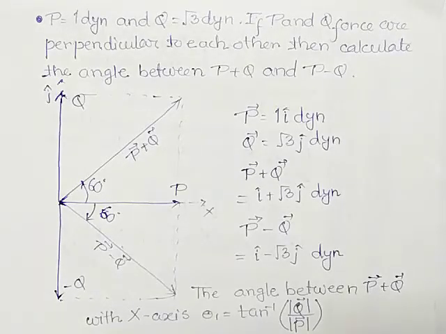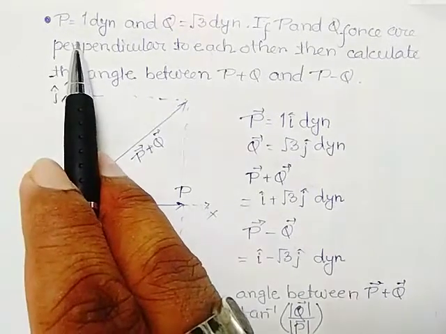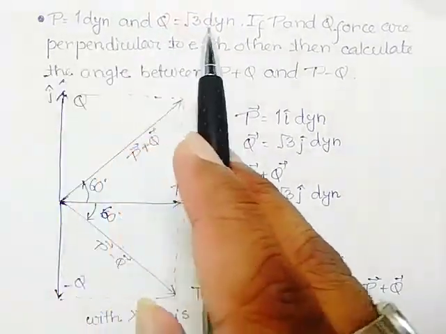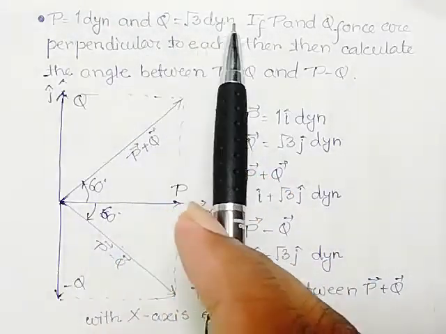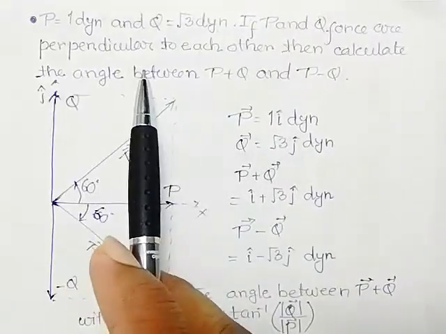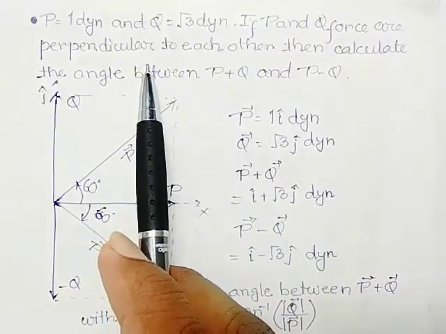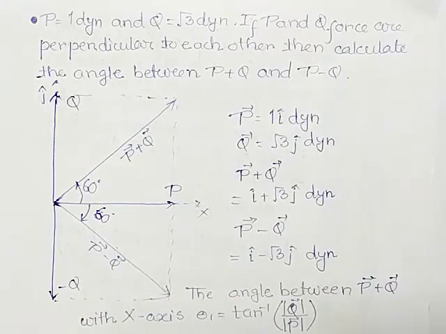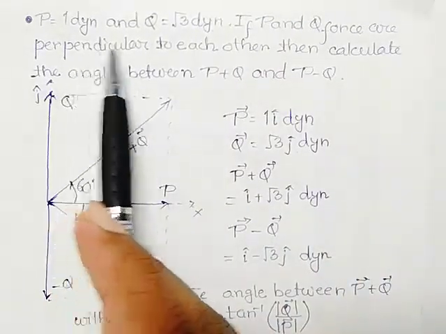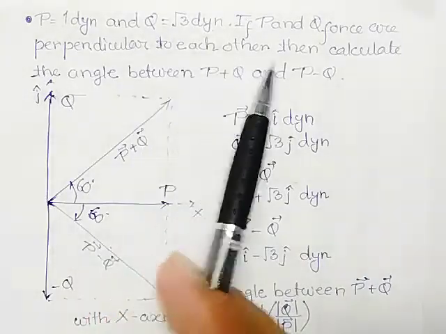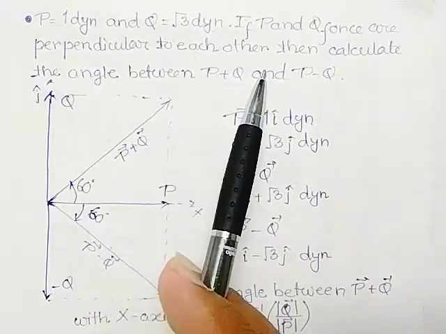Okay, what I have done now in the previous problems, I try to take the essence of it and try to do it in a different way. That is, P equal to 1 dyne, a vector, Q equal to root over 3 dyne. Okay, it is a vector, but what is the relation between them? If P and Q are perpendicular to each other, these two forces are perpendicular to each other, then calculate the angle between P plus Q and P minus Q.